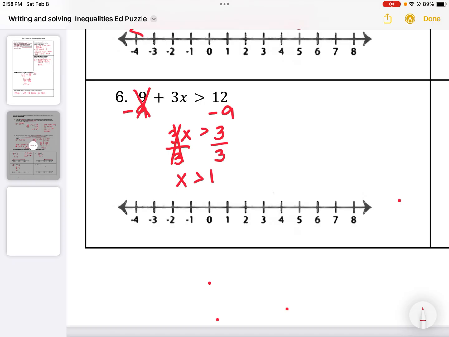When I start graphing, I need to look at the symbol. My symbol is x is greater than 1. Because this is just a regular greater than symbol, that tells me I'm going to need an open circle above the number 1. Then, because it's a greater than symbol, I need to point my arrow to all of the numbers that are greater than the number 1. So it should point to the right.